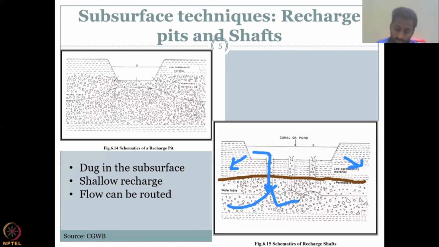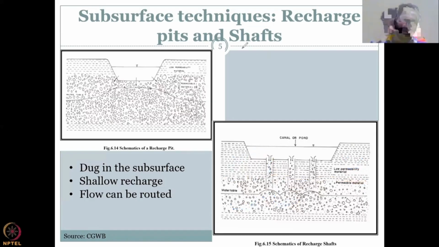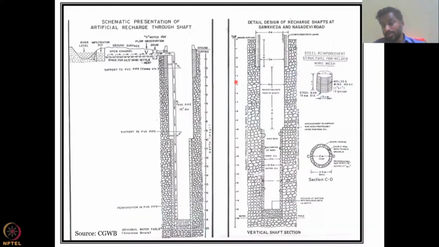Okay, so to conserve more water, there are a lot of studies which are taking this water and putting it into the deep aquifer through the shaft. It is not rocket science. However, it has not been tested and widely used, and nowadays there are a lot of methods to use it. So let's look at a quick schematic given by CGWB.